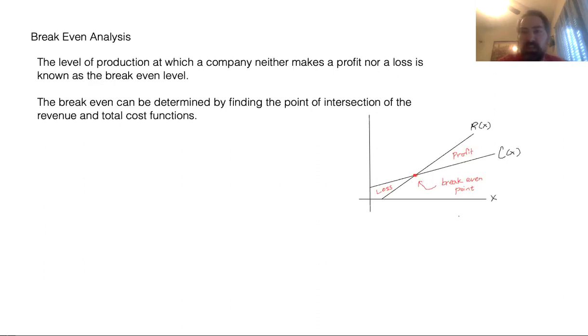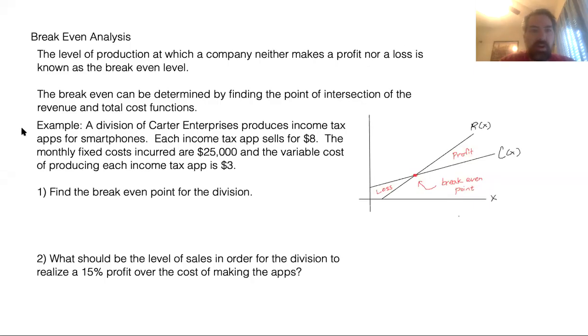All right, so we can take a look at an example for using this break-even analysis. In our example, we have a division of Carter Enterprises that produces income tax apps for smartphones. Each income tax app sells for $8, and the monthly fixed cost incurred is $25,000, and the variable cost of producing each app is $3. The first question is to find the break-even point for the division. In other words, I'm trying to find where the revenue is equal to the cost.